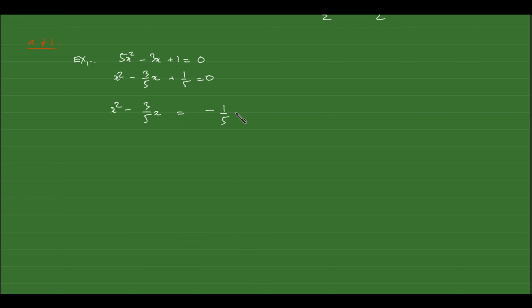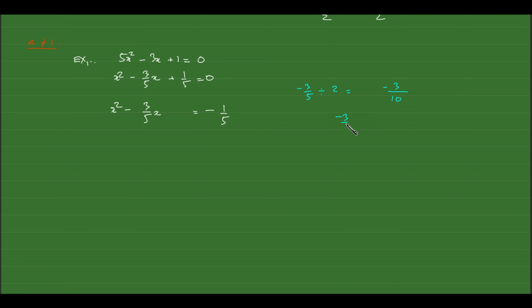Negative 1 here. Okay. Right, you subtract both sides by 1/5. Here you go. Now we're going to take the value in front of the x, which is, let's do it on the side, negative 3 over 5. You divide it by 2, right? Divided by 2, which gives you negative 3 over 10.